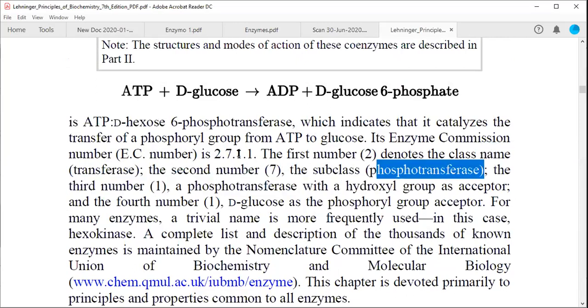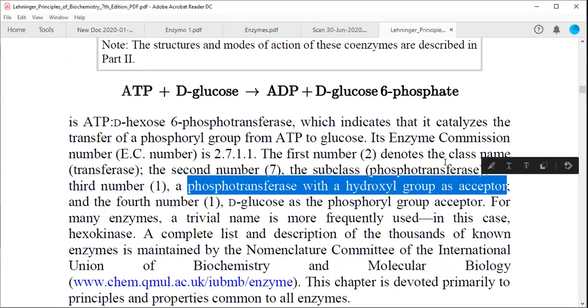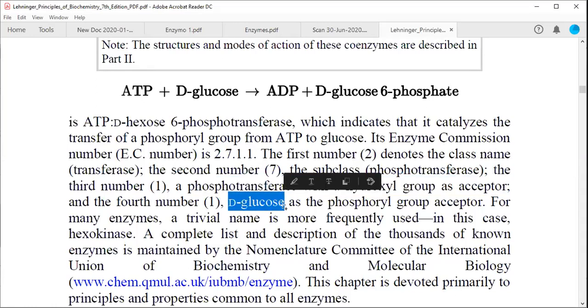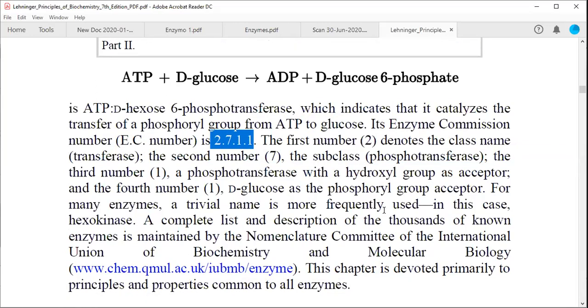The third number is 1, which is also a subclass, showing phosphotransferases with a hydroxyl group as acceptor. So this OH group accepts the phosphate group. The fourth number 1 is actually a serial number, denoting that D-hexose or D-glucose is the phosphoryl group acceptor. If glucose is the acceptor, then it is 1. If mannose or some other hexose is the acceptor, then this number will change. That's how the 4 numbers, separated by points, show a specific enzyme with a specific function. So this is a more systematic way to classify the enzymes.